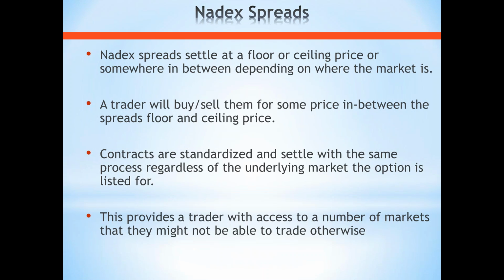So Nadex spreads settle at a floor or ceiling price, or somewhere in between, depending on where the market is. A trader can buy and sell the spread for some price in between the spread's floor and ceiling price. So just like binary options, there is a maximum value for the spread, the most it can be worth, and a minimum value, the least it can be worth, which is zero. So the main difference is in the payoffs. There isn't just two potential settlement values. With binary options, they either settle at 0 or they settle at 100. With Nadex spreads, they can settle for a price anywhere in between the floor and ceiling price of the spread.